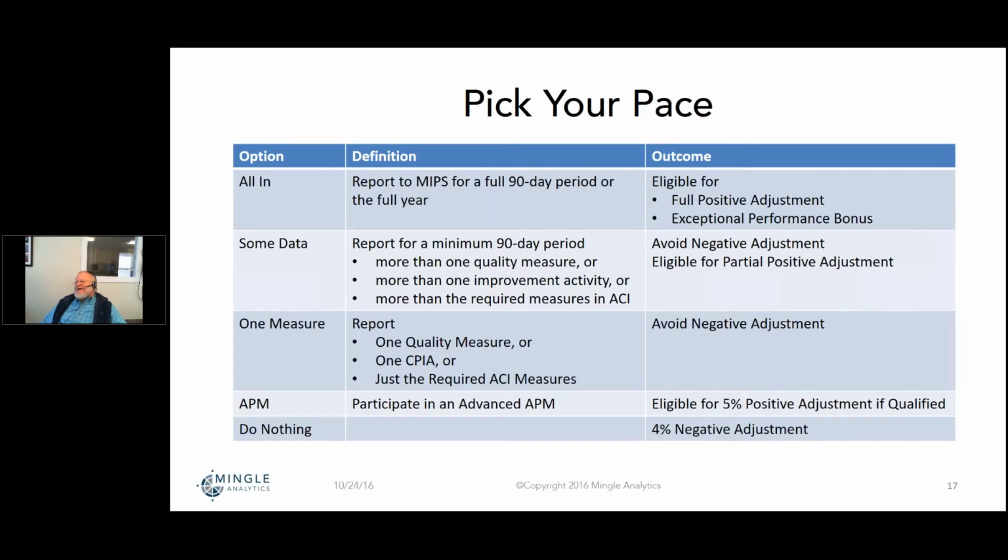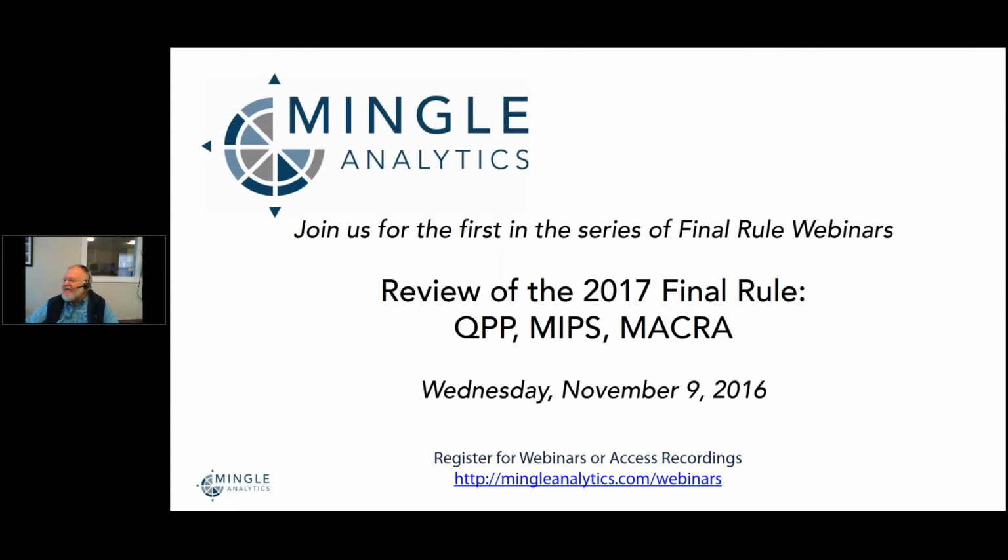And then the magic is that third category, one measure. Report just one quality measure on one patient, or one performance activity, or the 5 core ACI measures. Any of those will avoid the negative adjustment. And if you participate in an advanced APM, that also satisfies MIPS. And if you do absolutely nothing, you're subject to the full 4% negative adjustment. And that's basically it.